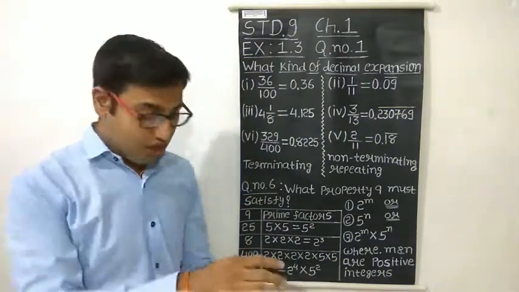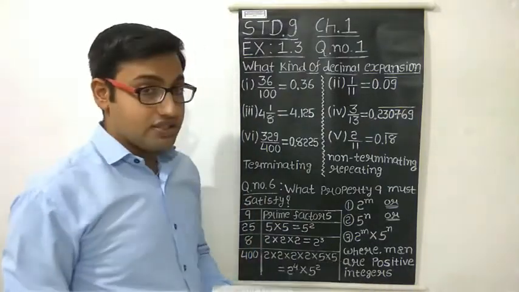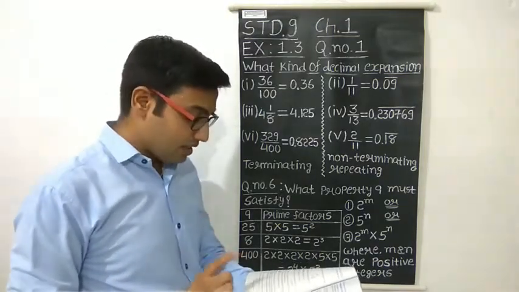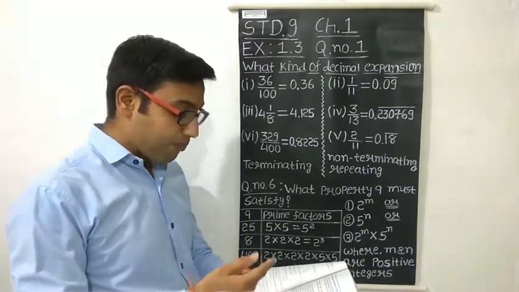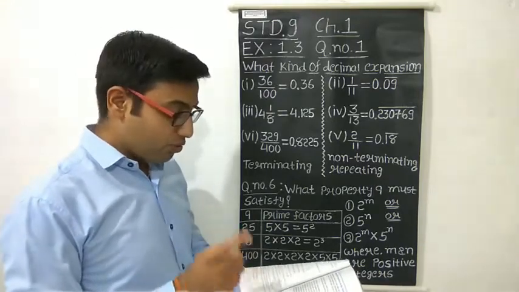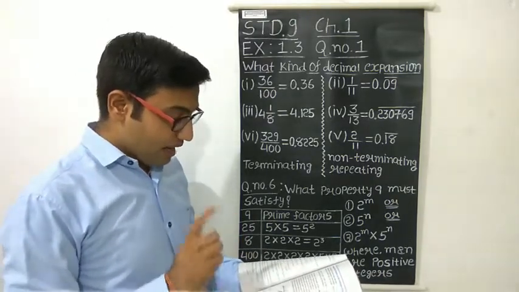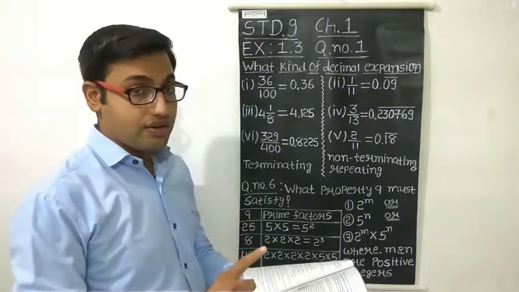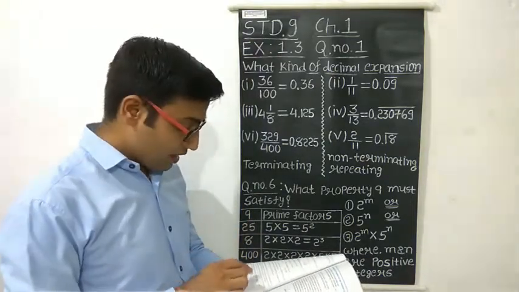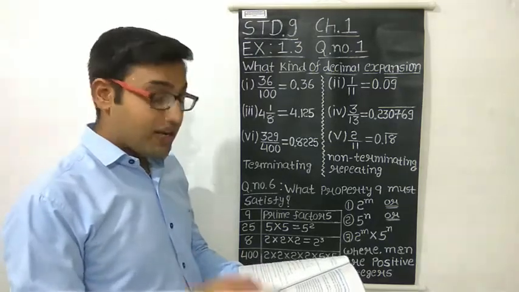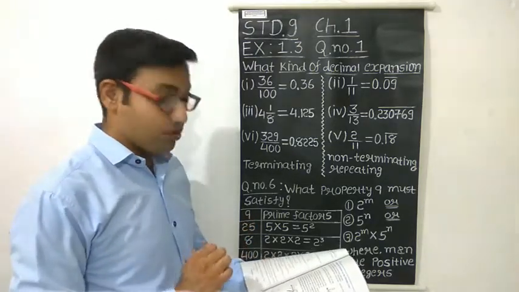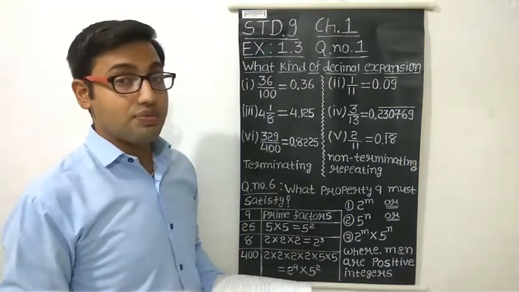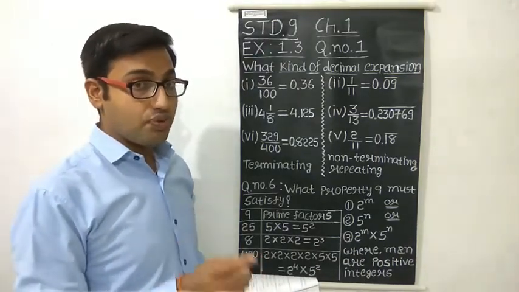See, question number 6 is, look at several examples of rational numbers in the form p by q, where q is not equal to 0 and p and q are integers with no common factors other than 1 and having terminating decimal representation or expansion. Can you guess what property q must satisfy? Here the question is about q.